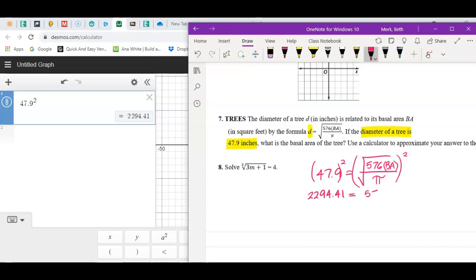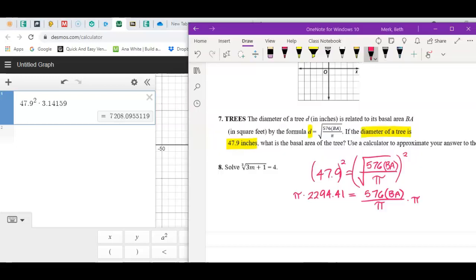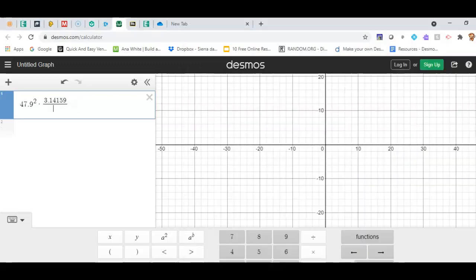And on the right, I now have 576 times the basal area divided by pi. So I multiply both sides by pi. I'll do the same thing over here. Let's multiply. I'll just type in 3.14159. That should be pretty decent digits of pi. And then finally, to get the basal area alone, I need to take that answer and divide by 576. And I get 12.5 square feet.